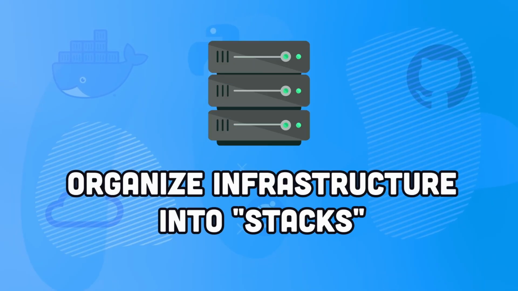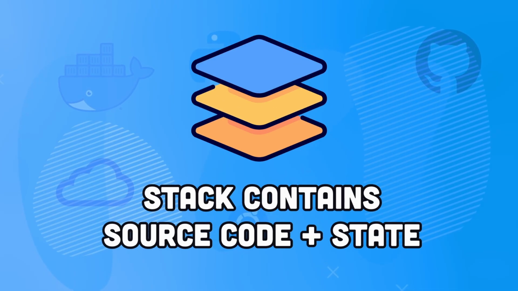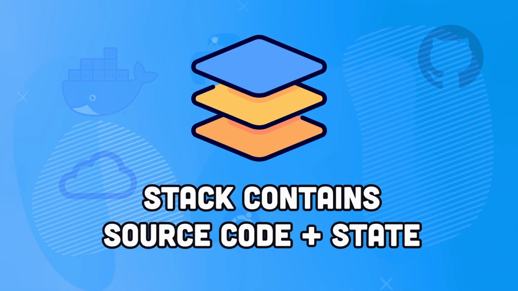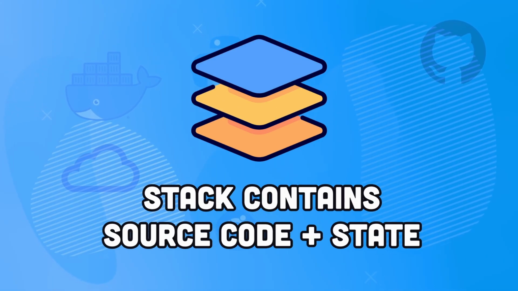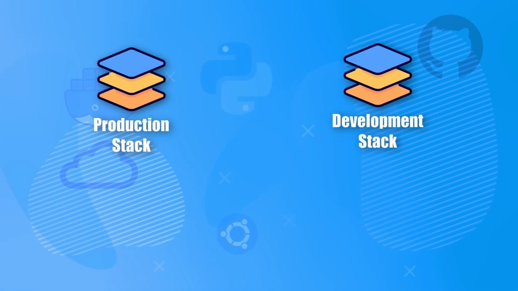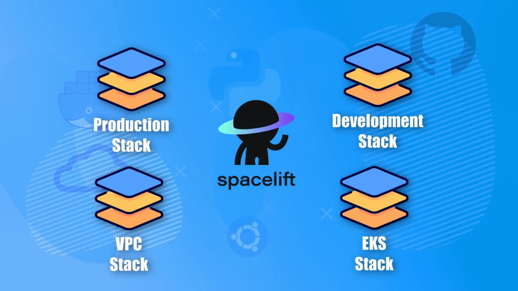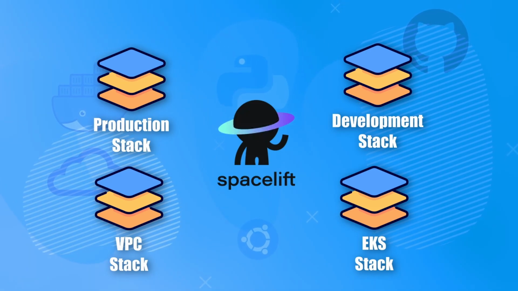Basically what you do is you organize your infrastructure into these objects known as stacks. You can think of a stack as the combination of your source code and the current state of your infrastructure. You could have a stack for your production environment, a stack for your development environment, or whatever organization method works best for you. The best way to understand this is to actually see a stack in the Spacelift console itself, so let's go ahead and check that out.